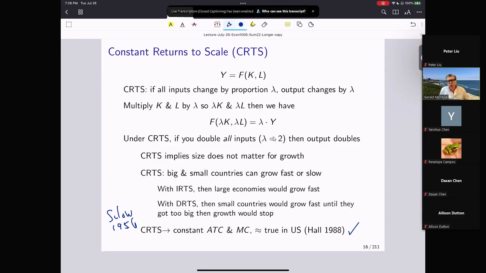In other words, Solow made this assumption back in 1956, and it turned out it was the right assumption to make because that's what the U.S. economy looks like. Hall demonstrated that more than 30 years later. My own feeling is that Robert Solow had a strong intimation that the U.S. economy had constant returns to scale and used that as the assumption. But it is the working assumption of this model.